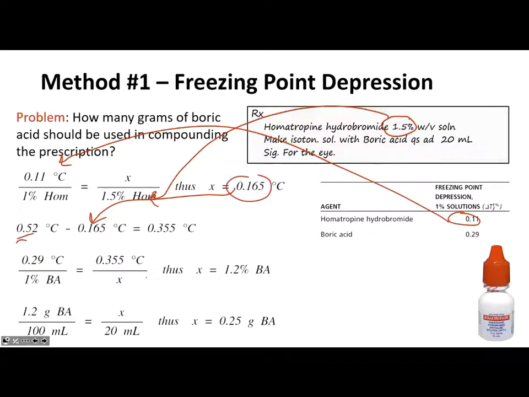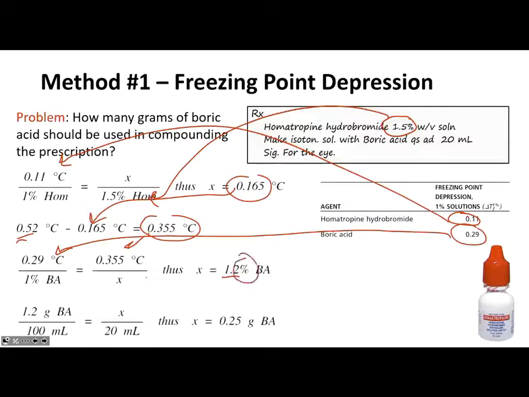What am I going to use to get that reduction? The boric acid. So now let's go back to my boric acid and do the same process and pull its delta TF 1% over and re-express it as 0.29 degrees Celsius for a 1% concentration. Set that equal to, but now I know the degrees I want. I want it to be reduced exactly 0.355 over X, and X will be the percent concentration that would reduce that freezing point by that 0.355. Solve for X, and you get 1.2.